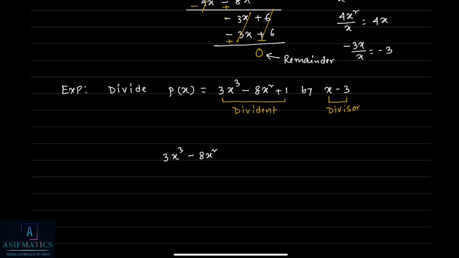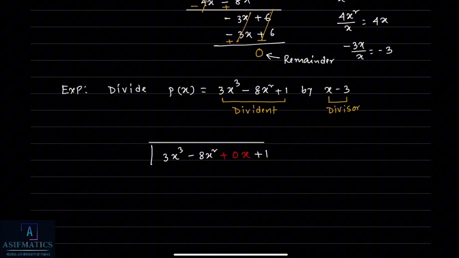So once some terms are missing, we need to write plus 0x instead. And then the next part is plus 1. We have to do this whether the missing term is in the dividend or in the divisor. Wherever you find a missing term, you must write 0 with that term of x. Then let's see, we put this one here.